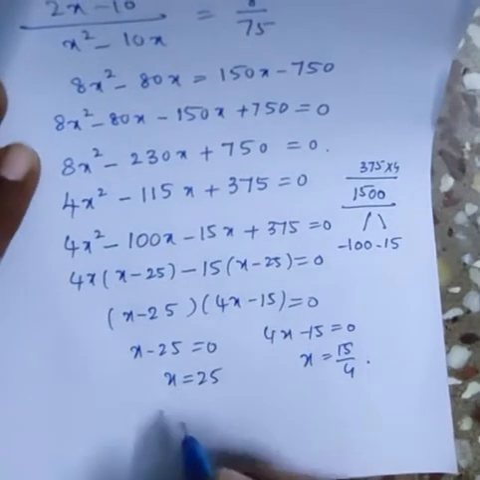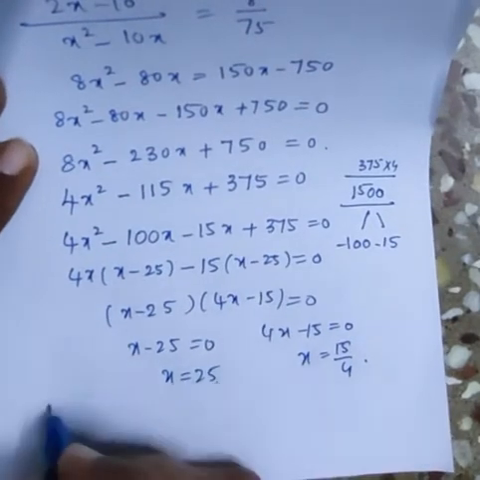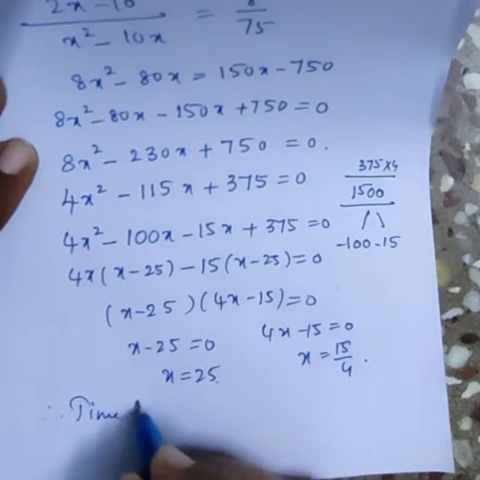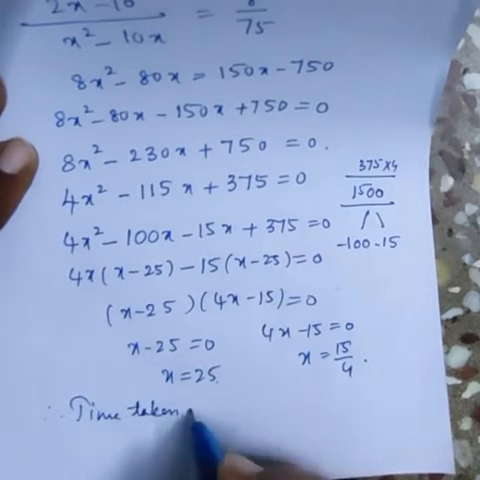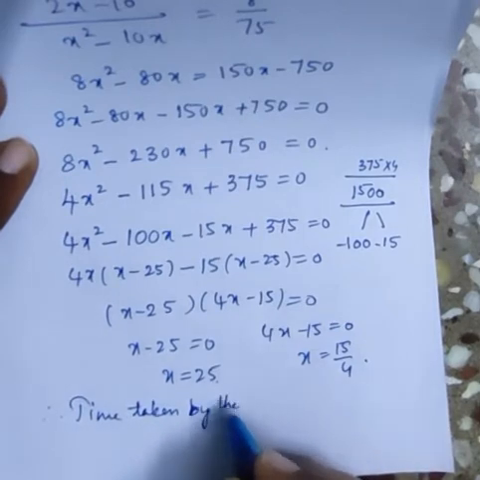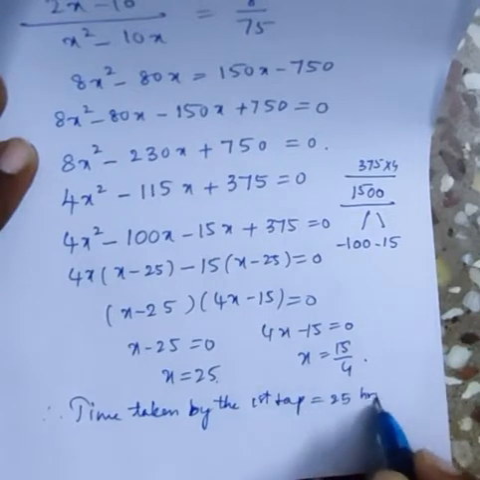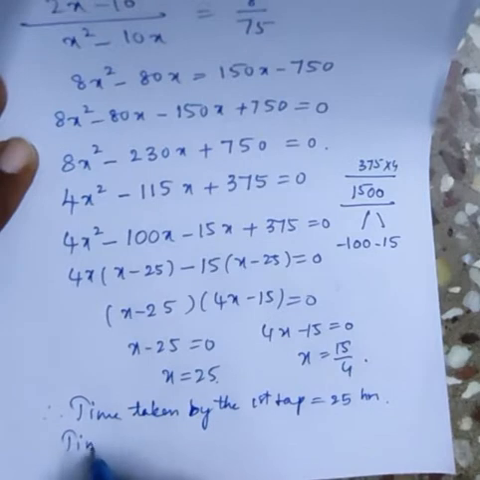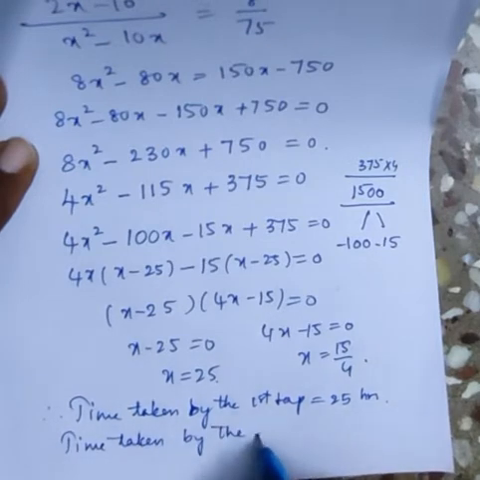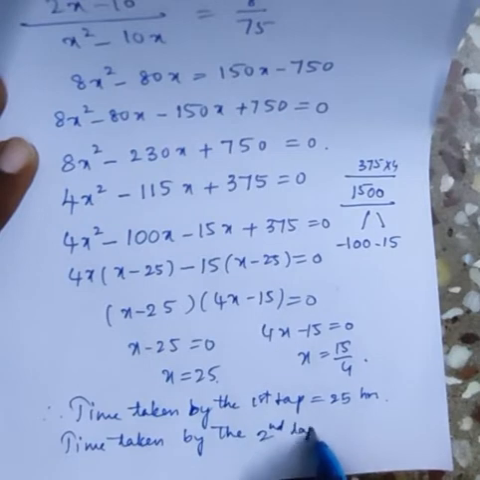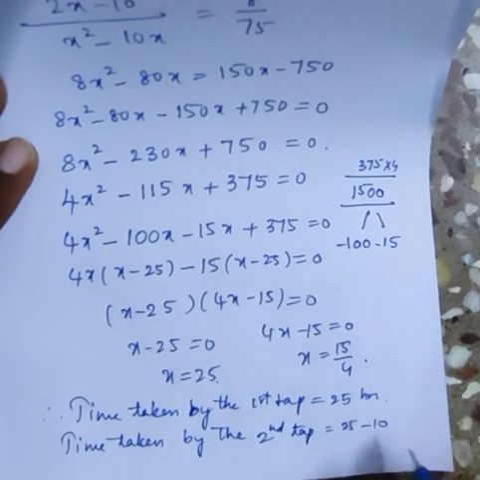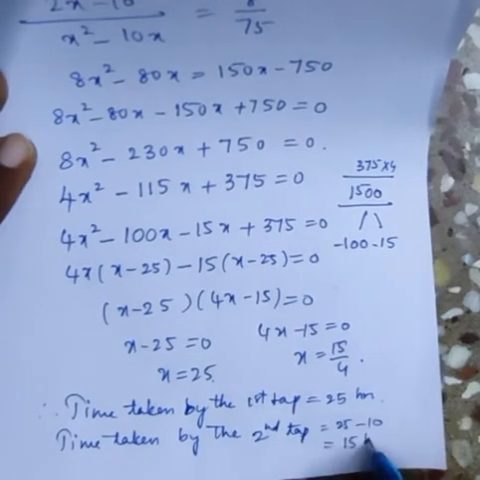That means the time taken by the first tap is 25 hours. So what about the time taken by the second tap then? Time taken by the second tap is equal to 25 minus 10, that is 15 hours.